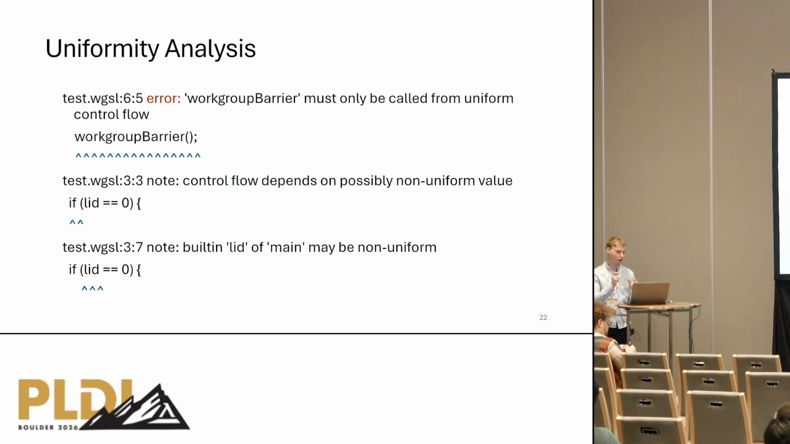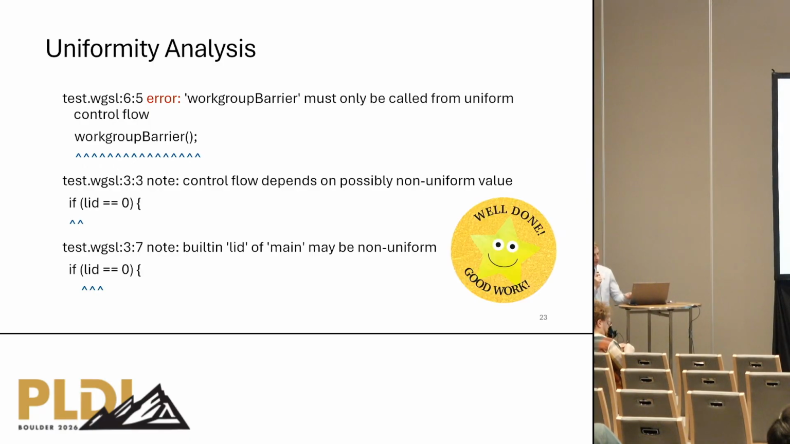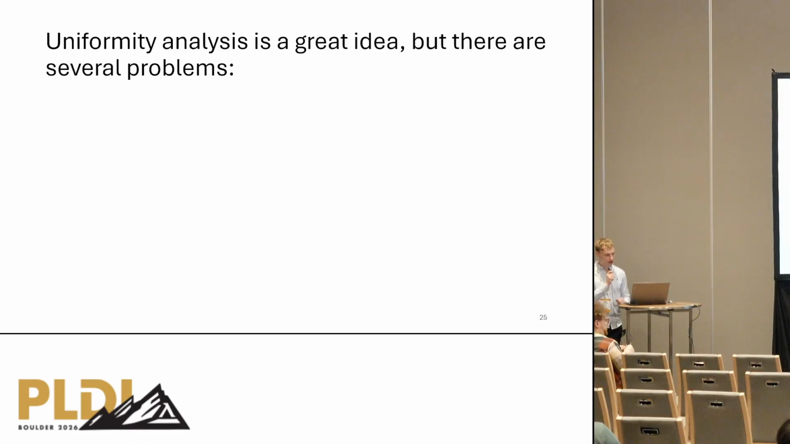But thankfully, if we try and compile this program using the Chromium implementation of a Wigzel compiler, we'll get an error that looks like the following. And here the compiler has done a good job. It's rejected this program, and you can see that we've got this error saying workgroup barrier must only be called from uniform control flow. And the reason that we get this error is that the WGSL language specification defines a static uniformity analysis that implementations of the language are required to implement. And the goal of this analysis is to rule out all programs that would have barrier divergence and reject them at compile time. While this is a great idea, this analysis has several problems.